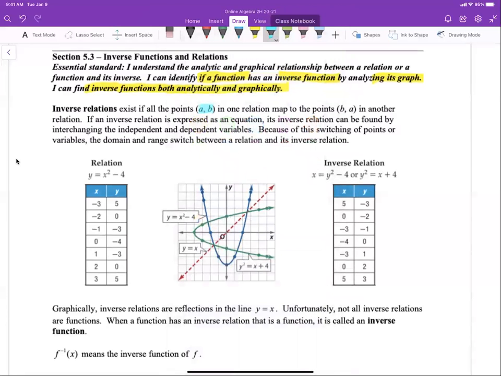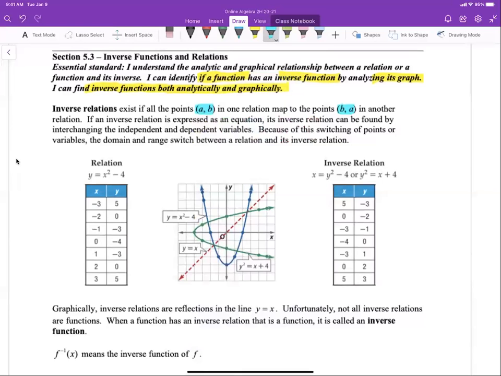all points A and B in one relation map, so a table of data of X and Y data, will then get flipped to B, A. Okay, so what was my output for Y, or my output for the A value, becomes my input. So they get swapped in another relation. Now, whether or not they're functions depends on if they meet the function rules.